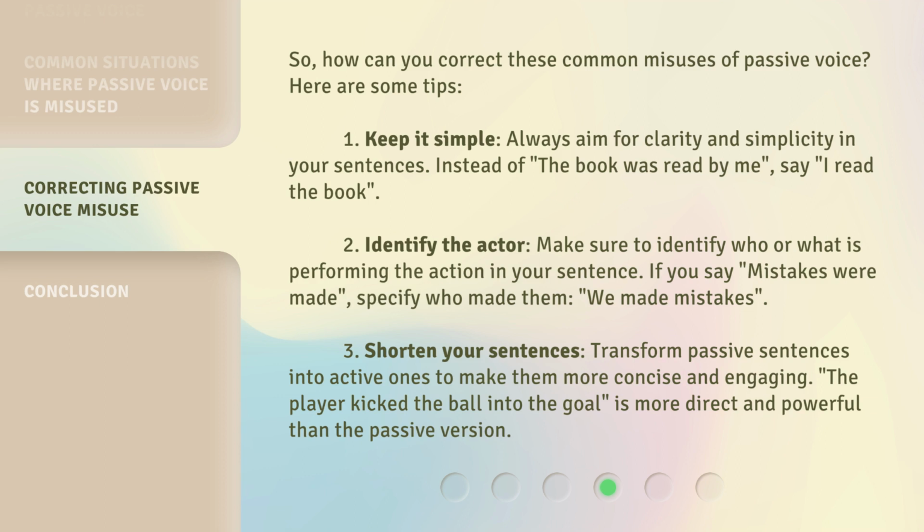2. Identify the actor. Make sure to identify who or what is performing the action in your sentence. If you say "mistakes were made," specify who made them. "We made mistakes." 3. Shorten your sentences. Transform passive sentences into active ones to make them more concise and engaging. "The player kicked the ball into the goal" is more direct and powerful than the passive version.